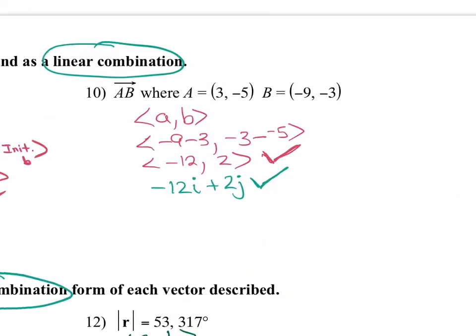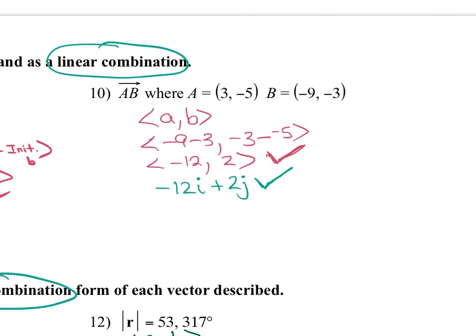All right, for number 10, we have a vector going from A to B, where A is 3, -5, B is -9, -3. And again, all we do to get it in the component form is do the terminal minus the initial. So we start with -9 minus the 3. And then for the y values, it's -3 minus the -5.